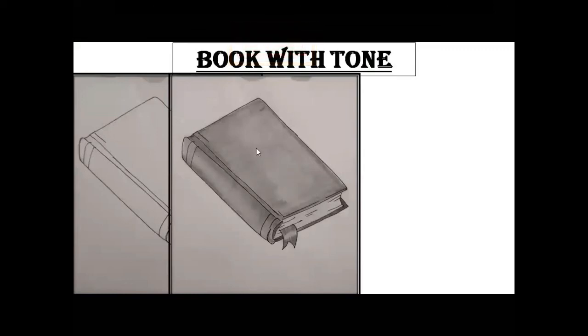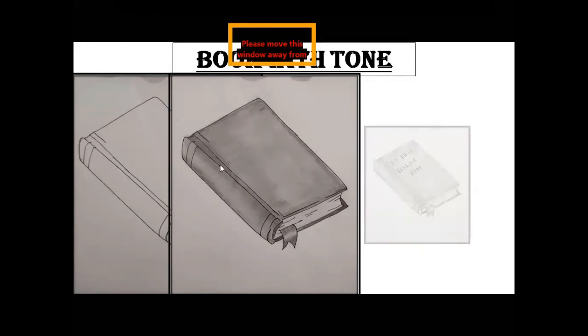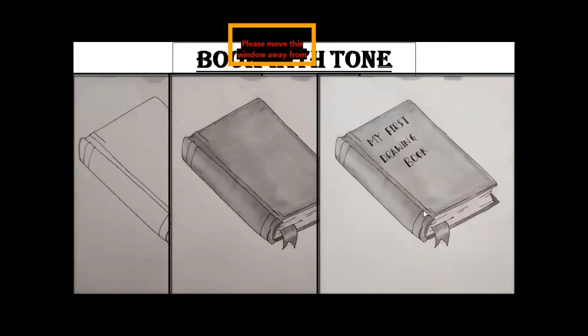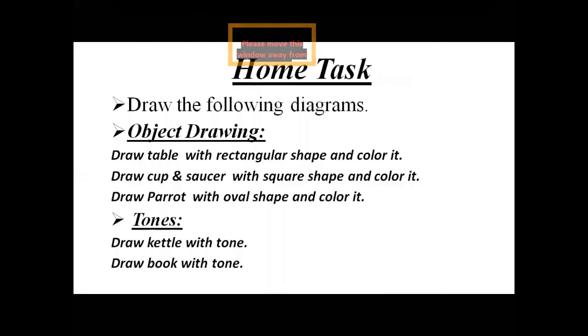It means that the source of light is this one. These are the papers. Okay, students, these are the pages inside the book. This is the lightest part, and these are the darkest parts of the book, which are highlighted by the help of the tones. Okay, this diagram is completed now. I hope, students, this is clear.